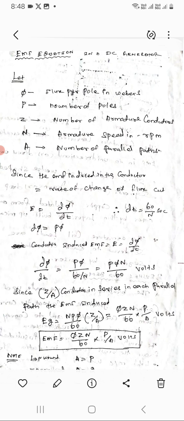Today's topic is the EMF equation of a DC generator. EMF means electromotive force. The DC generator was already discussed. Let us derive the DC generator EMF equation.